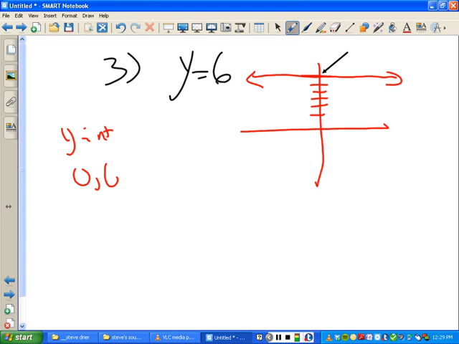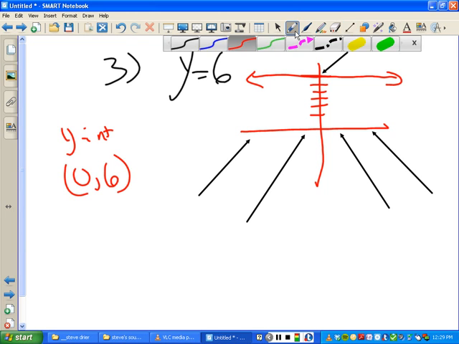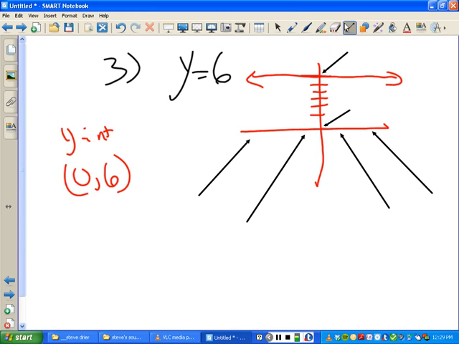Now the question is, where does it cross the x-axis? Where does it cross this one? I just like to draw arrows, I ain't gonna lie. Now, a lot of people will say the answer is 0. But remember, 0 is right there. So it doesn't cross at 0, so the answer for the x-intercept is? Undefined is okay, or none. Doesn't have one.